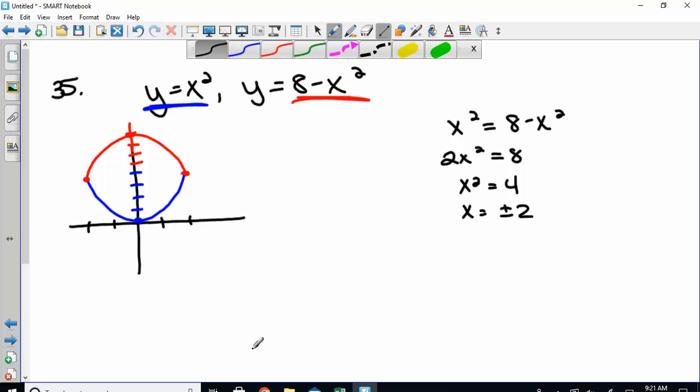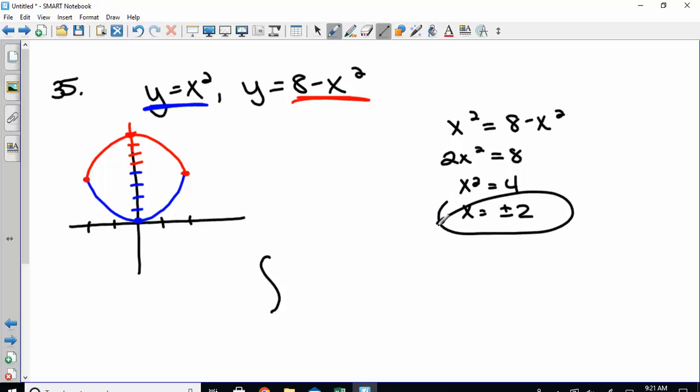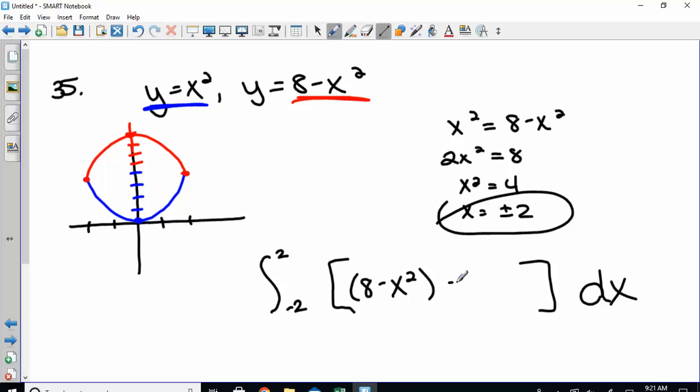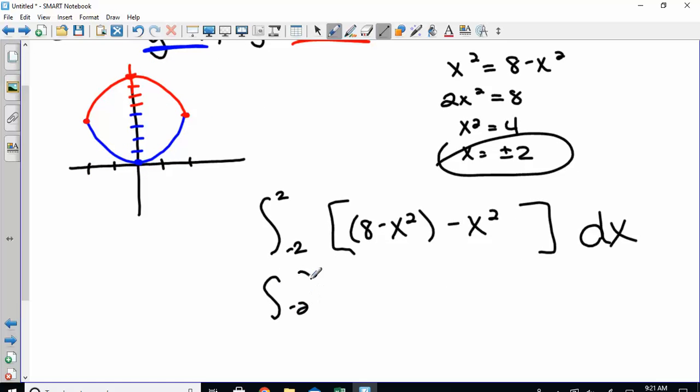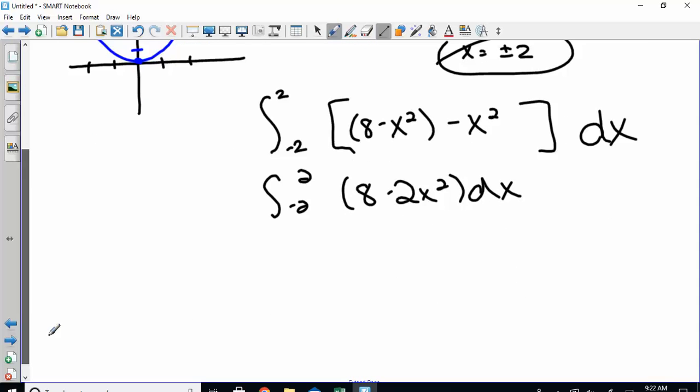We need the area enclosed. So when we integrate, we have to do a starting and a stopping, and we already found that. So we're going from negative 2 to positive 2. These are x's, so I want to use all x's here. You have to do the top minus the bottom. So which one's on top? Minus the x squared. So we're integrating from negative 2 to 2 of 8 minus 2x squared.